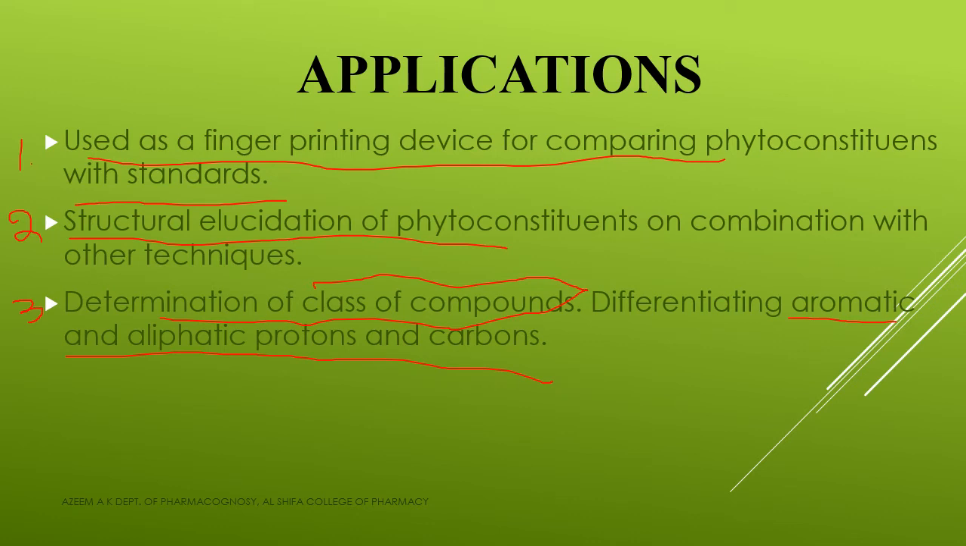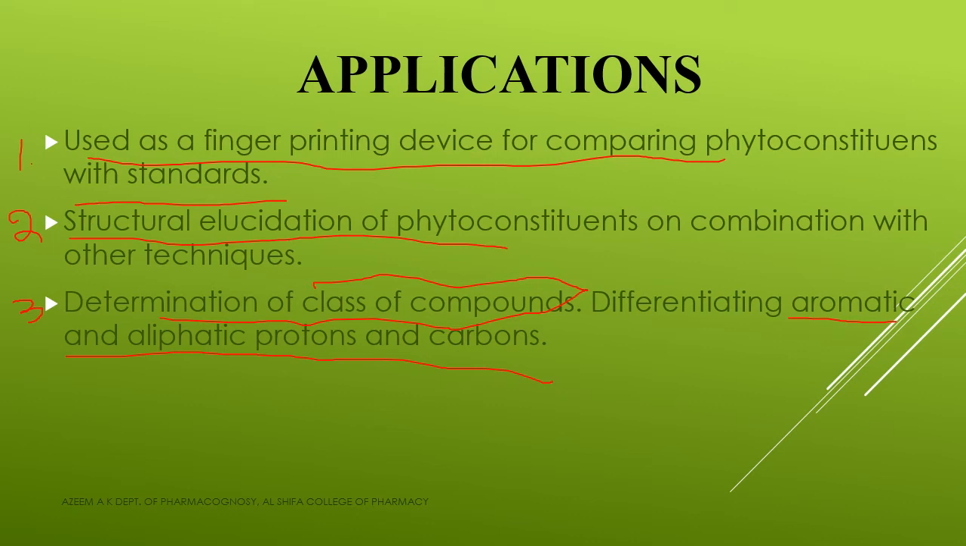So it is used for determination of class of compounds, that is, differentiating aromatic as well as aliphatic protons and carbons can be done with the help of NMR spectroscopy. So the applications are: one is fingerprinting device, and that is used for comparing the phytoconstituents with the standard. Second thing is used in the structural elucidation of phytoconstituents in combination with other spectral techniques.